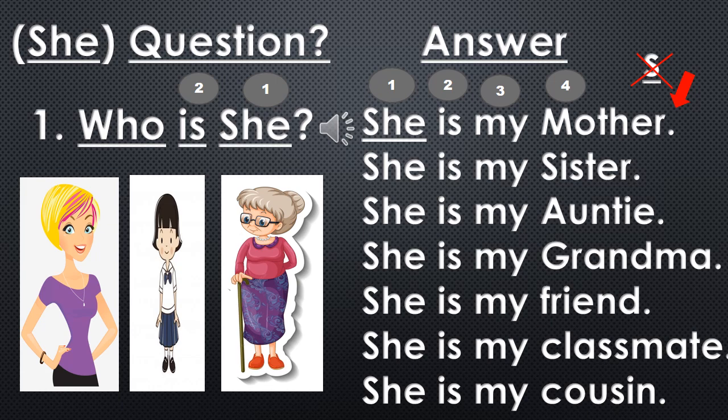Now let's use the who question to introduce a she person. Who is she? She is my mother. She is my sister. She is my auntie. She is my grandma. She is my friend. She is my classmate. She is my cousin. And so always remember, use she is if you introduce only one person, girl or female.